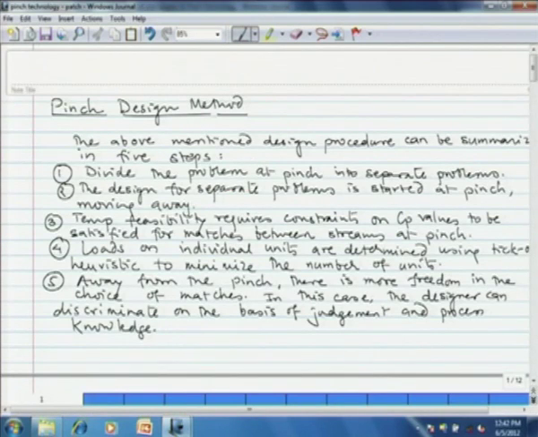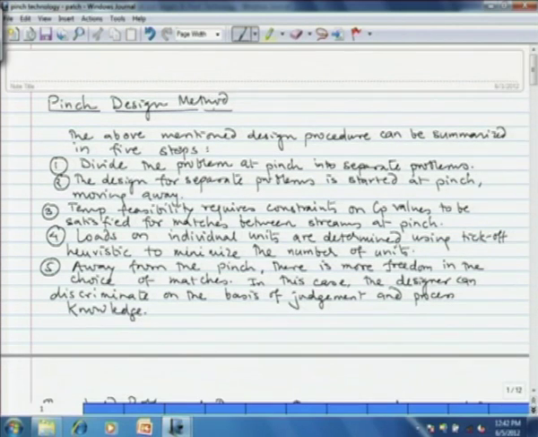Now, we summarize the algorithm of pinch design method. The above mentioned design procedure can be summarized in 5 steps. First is the division of the problem at pinch into separate problems or separate regions. Okay. Then the design for separate regions above pinch and below pinch is started at pinch, and then slowly we move away from the pinch.